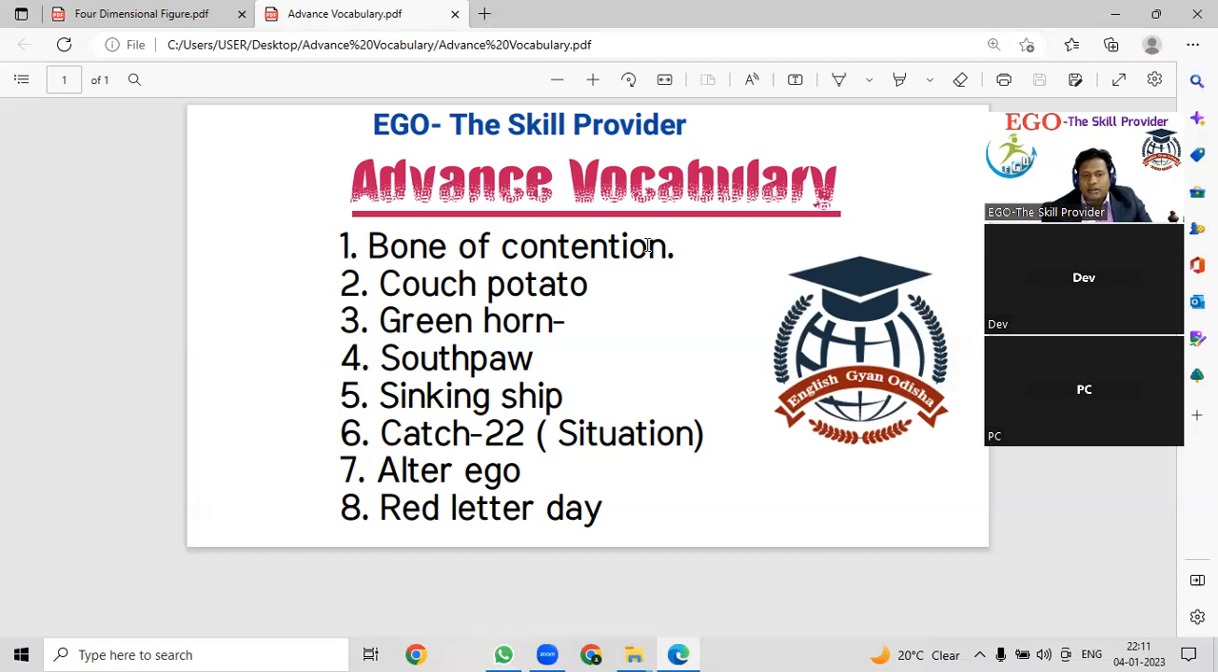So we know something called bone of contention and something called couch potato. And the third one is called greenhorn. A person who is new to a profession. For example, Dev sir is in a job. He has just completed graduation or his degree, he is doing a job now, for 1 or 2 months. Then you can say he can call himself, I am a greenhorn.